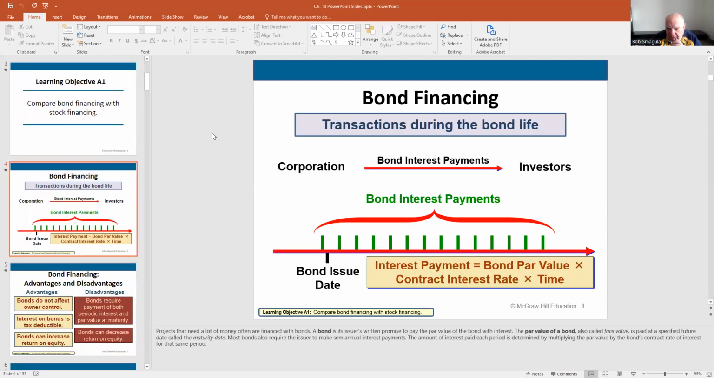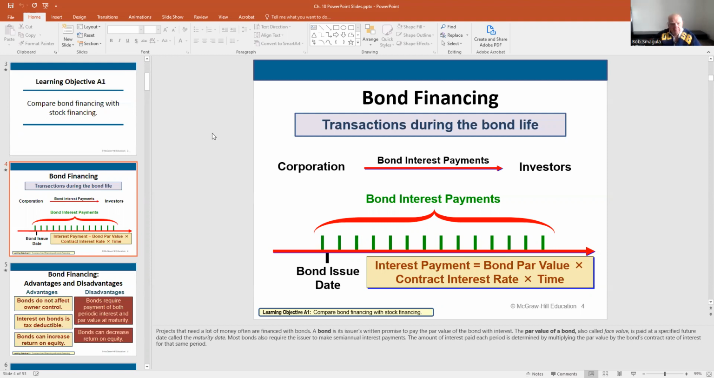Bond financings, transactions during the bond life. Bond financing, a bond is a debt. It's a borrowing instrument. A company announces to the world that they want to borrow $10 million, and they describe why they want the $10 million, what they hope to do with it, and most importantly, what the interest rate is they're willing to pay. And the public looks and decides that that's a good investment. They will loan the money to this company.